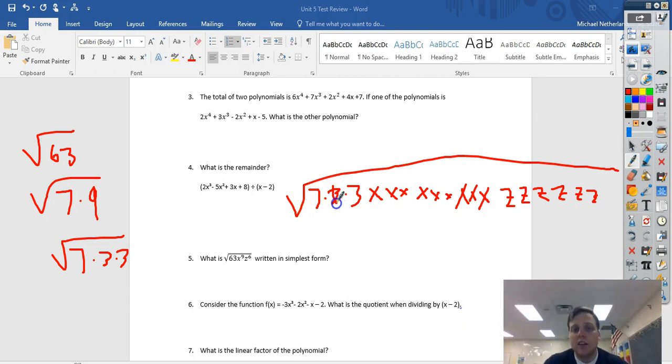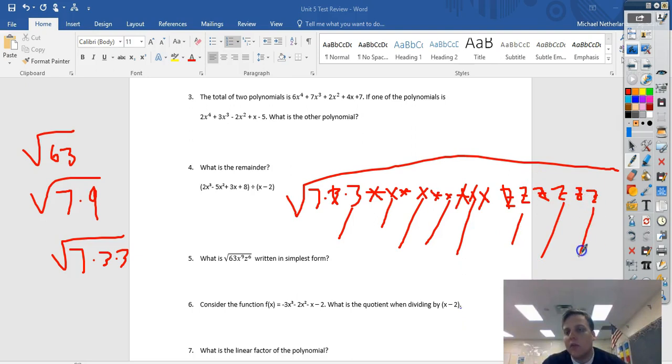So we have 2 3s, so 1 dies, 1 goes free, and we have plenty of x's, so 1 dies, 1 goes free, 1 dies, 1 goes free, 1 dies, 1 goes free, 1 dies, 1 goes free. Now, we have this remaining x. There's only 1, so he's not going to kill himself for no reason, so he's just going to hang out. So now we go to z's. 1 dies, 1 goes free. 1 dies, 1 goes free. 1 dies, 1 goes free. And that's all the z's.